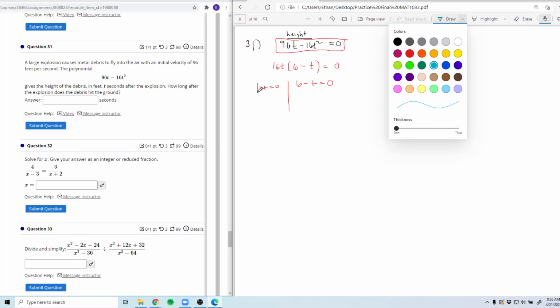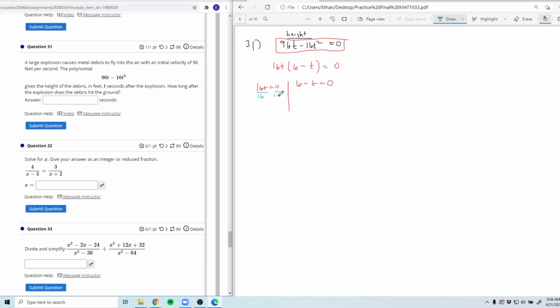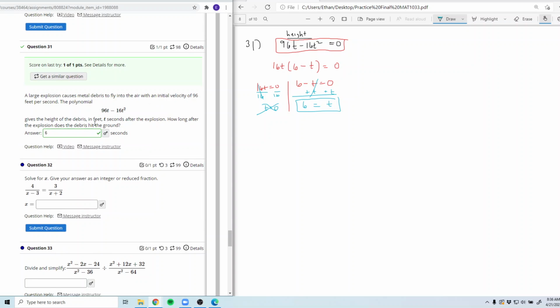16t equals 0. Divide each side by 16 to get t by itself, and we get t equals 0. Now this is no good because this is when the explosion starts. It's not happening after. So that's not our answer. 6 minus t equals 0. If you add t to each side, then you will get your answer. 6 equals t. So if you go ahead and look at that, type in 6, you see that we do have our correct answer.